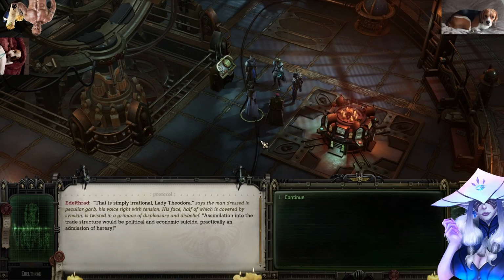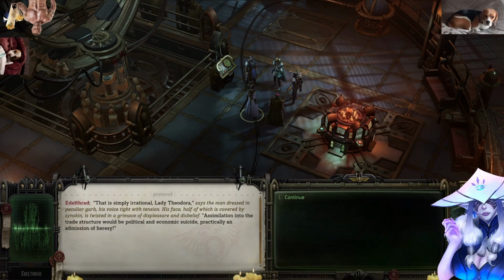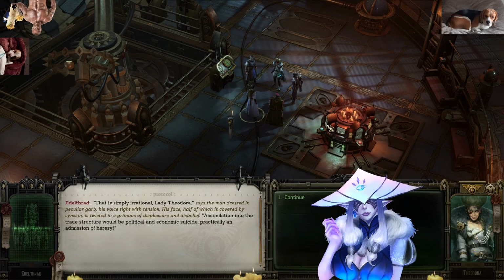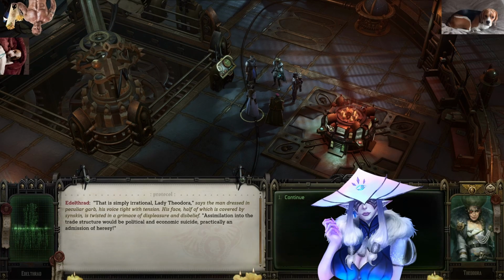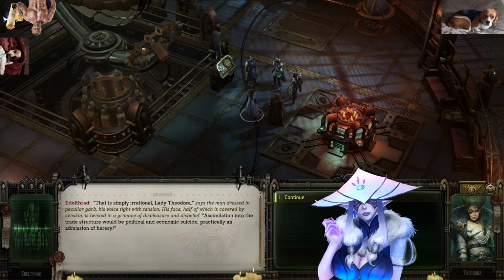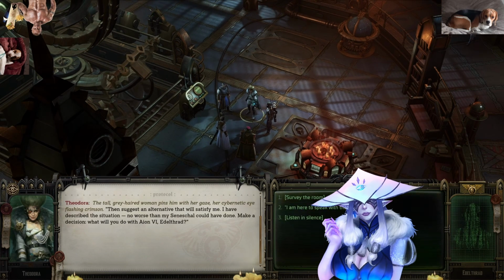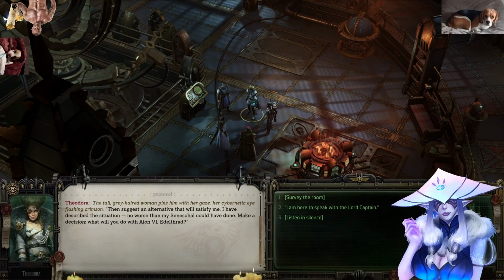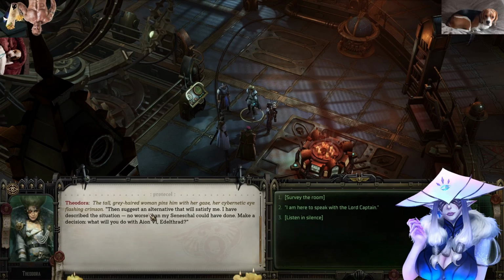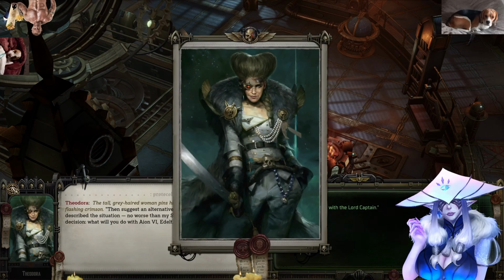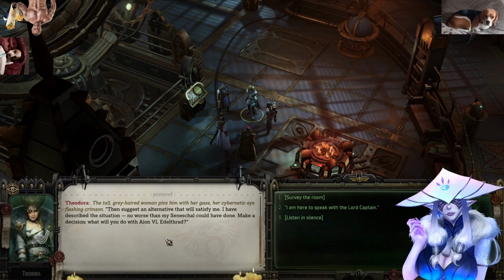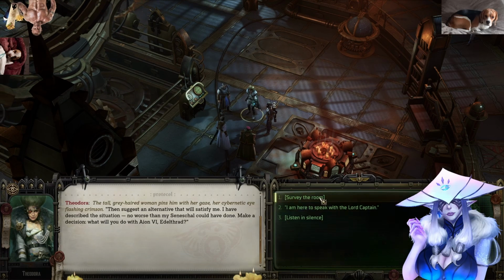Oh god, what's that hair? That is simply irrational, Lady Theodora. Look at her damn hair. Assimilation into the trade structure would be political and economic suicide. Practically an admission of heresy. Then suggest an alternative that will satisfy. Okay, I gotta put Vivian back over here. I have described the situation. No worse than my seneschal. I hate that she could have hair. Done. Make a decision. What will you do with Ion 6, Edelthrad?